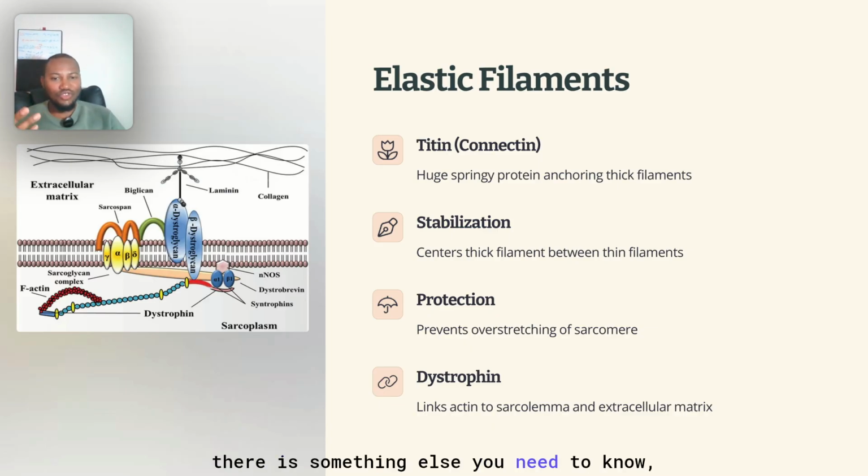Now, there's something else you need to know, which is dystrophin. Dystrophin is very important because, if you look at the diagram here, you see the dystrophin. The dystrophin helps to link the actin, that's the thin filaments, to the sarcolemma, right? And then to the extracellular matrix. It's extremely important for you to know it because in pathology, there's a problem with dystrophin, which we will discuss later, not now.